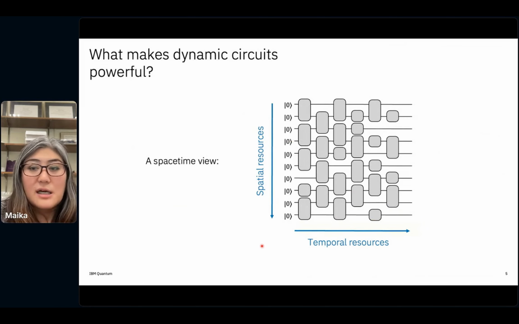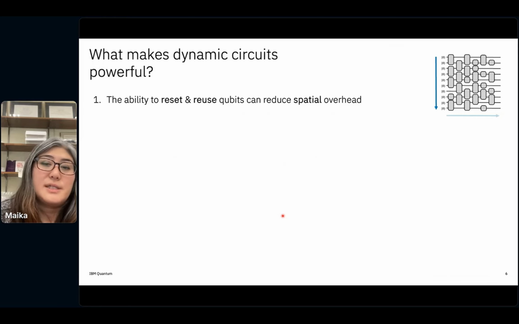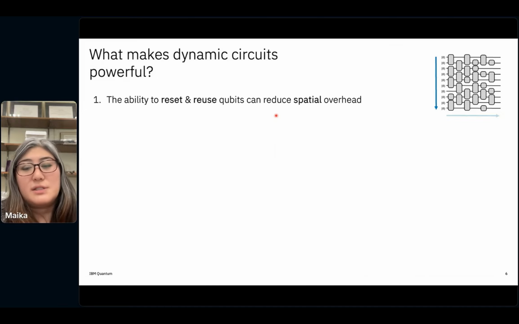So dynamic circuits are clearly more general than static circuits, but what makes them a promising tool in the near term? To illustrate this, let's consider the space-time resources needed for quantum circuits, namely spatial resource, or the number of qubits required, and temporal resources, or depth of the circuits. Dynamic circuits have been shown to be useful in reducing both of these types of resources. In particular, the ability to reset and reuse qubits can drastically reduce spatial overhead in certain situations.